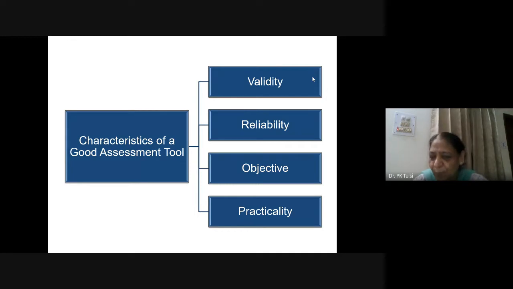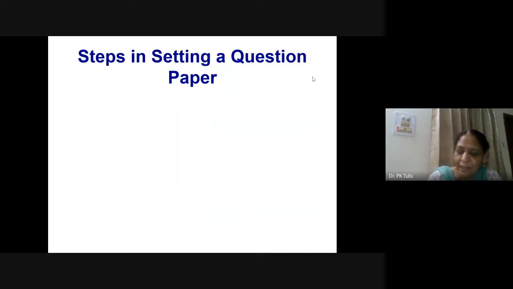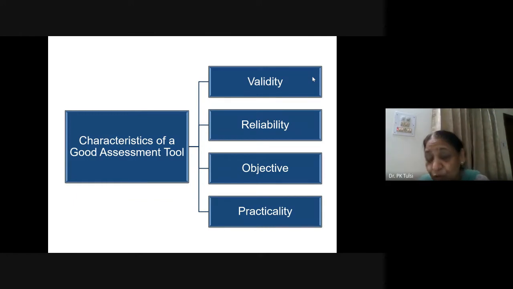Then practicality. Any good assessment tool needs to be feasible. You should be able to implement it. That means if it is a 3 hour paper, students should be able to attempt it in 3 hours, and so on, if we are talking in terms of the written question paper. And then the last one here, which is missing, is utility: whatever the results may be, they should be utilized for improving or enhancing the quality of learning on the part of the learner, or improving the quality of the assessment too.